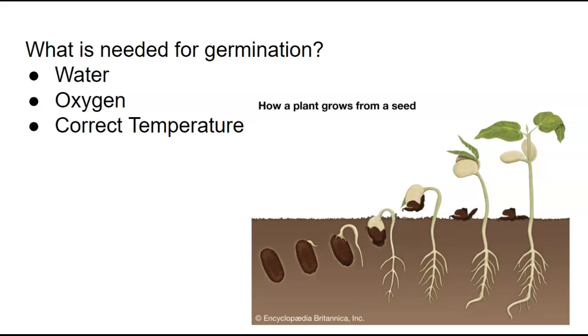Some types of plants, you can plant them in the fall, like bulbs for tulips. You can plant them in the fall, and they won't grow until the temperature is right in the spring. Same thing with any kind of seeds. I just planted some lettuce and peas in my garden, and it's pretty cool right now. And my lettuce is germinated. My peas haven't. They probably need a little bit warmer temperature before they germinate. So these are the things that a seed needs in order to germinate.